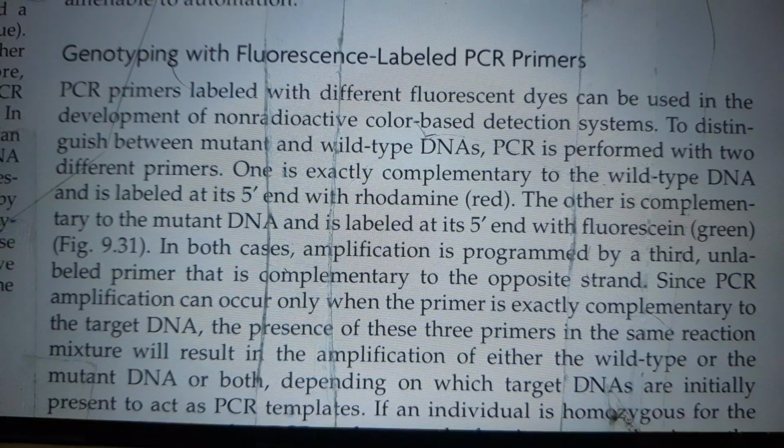To distinguish between mutant and wild-type DNAs, PCR is performed with two different primers. One is exactly complementary to the wild-type DNA and is labeled at the 5' end with rhodamine red. The other is complementary to the mutant DNA and is labeled at its 5' end with fluorescein green. In both cases, amplification is programmed by a third unlabeled primer that is complementary to the opposite strand.